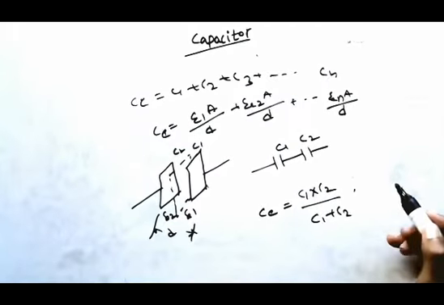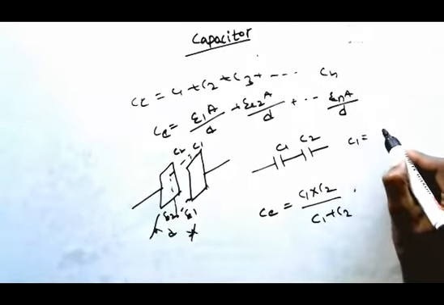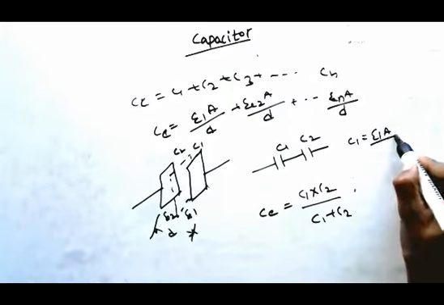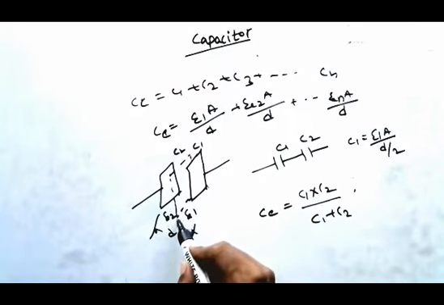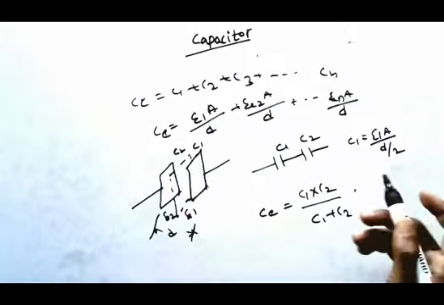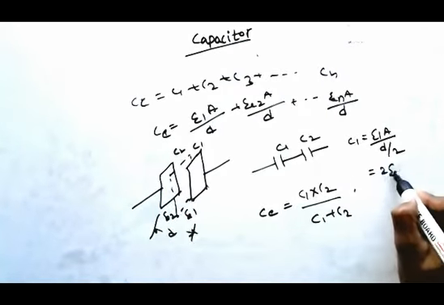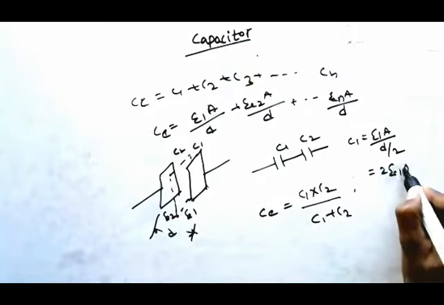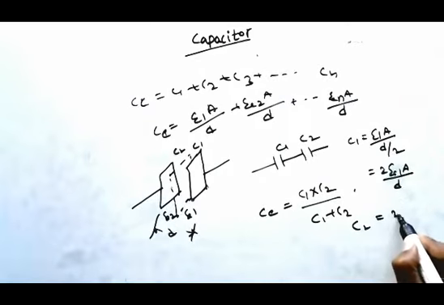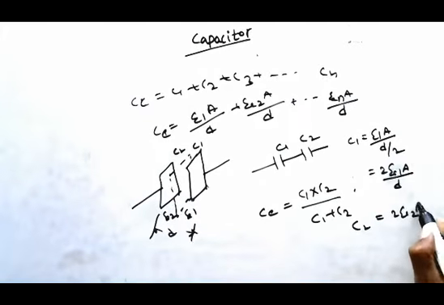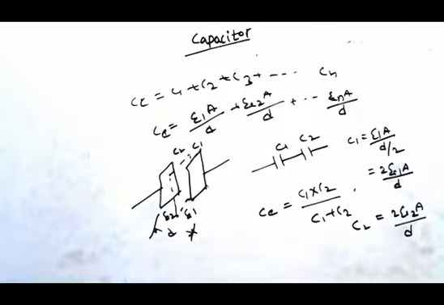Now, what is C1? C1 is equal to epsilon 1 into A divided by D by 2, because epsilon 1 occupies the distance up to D by 2. So that is equal to 2 into epsilon 1 into A divided by D. Similarly, C2 is equal to 2 into epsilon 2 into A divided by D. Substitute these values into C equivalent, and we can get the C equivalent.